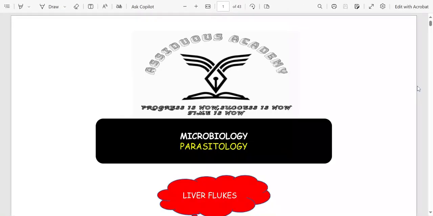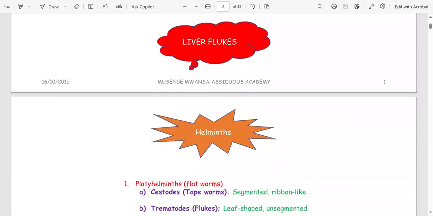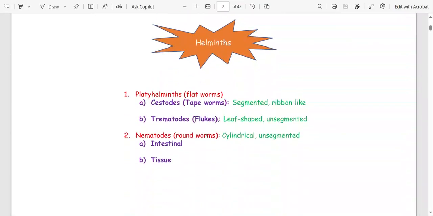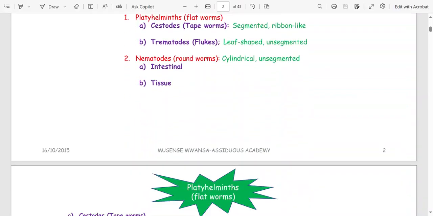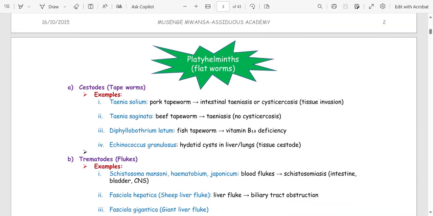So we are looking at the liver flukes. Now, before we understand that, worms themselves are classified into the flatworms, also known as platyhelminths, and the nematodes, which are the roundworms. The platyhelminths include the cestodes and the trematodes. And then the nematodes include those found in the intestine and those found in the tissue or the blood.